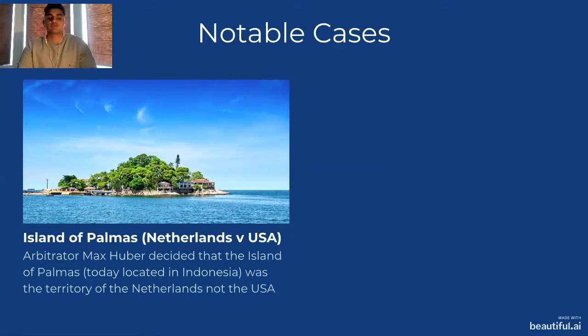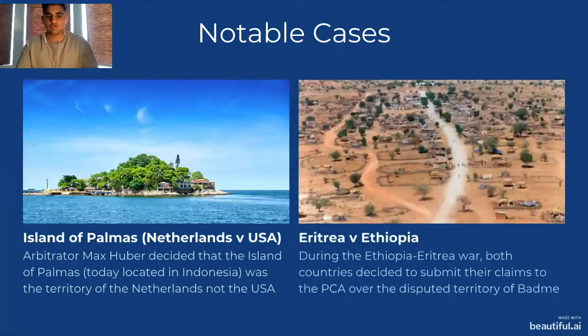And the arbitrator in this was Max Huber, who was an international arbitrator who decided on a bunch of different cases. Another specific case, which was interesting, was during the Eritrean-Ethiopian War. Both the countries decided to submit their claims to the PCA over the disputed territory of Badme. Okay, and then that got eventually resolved.